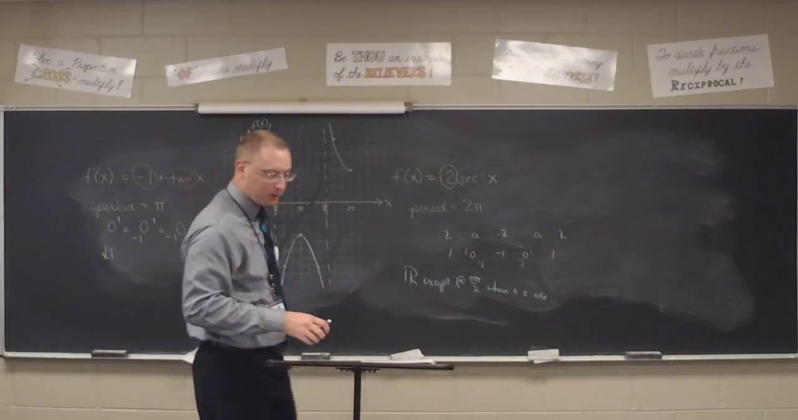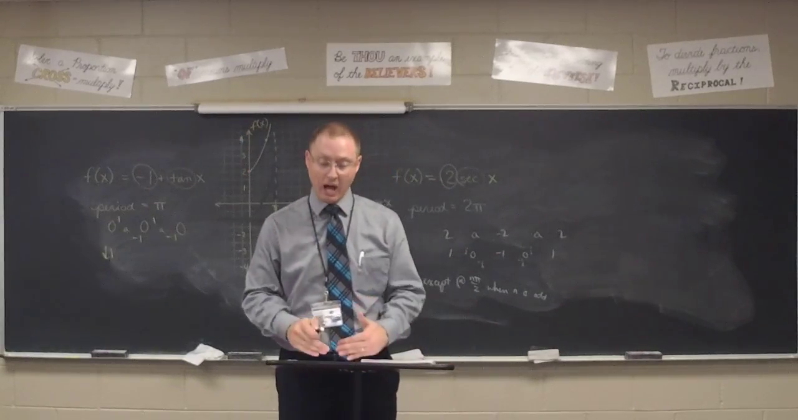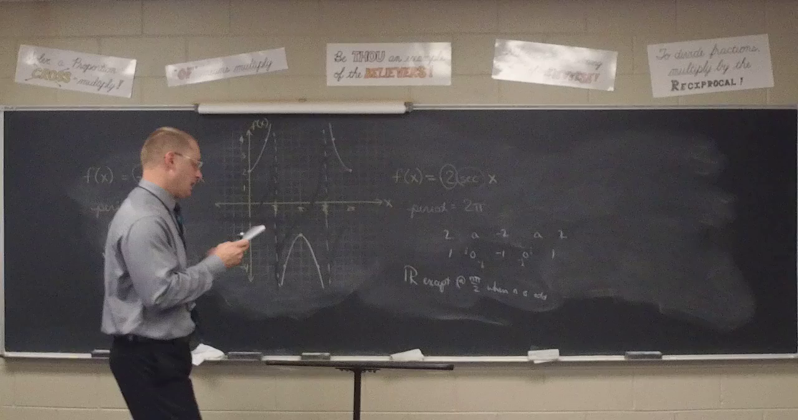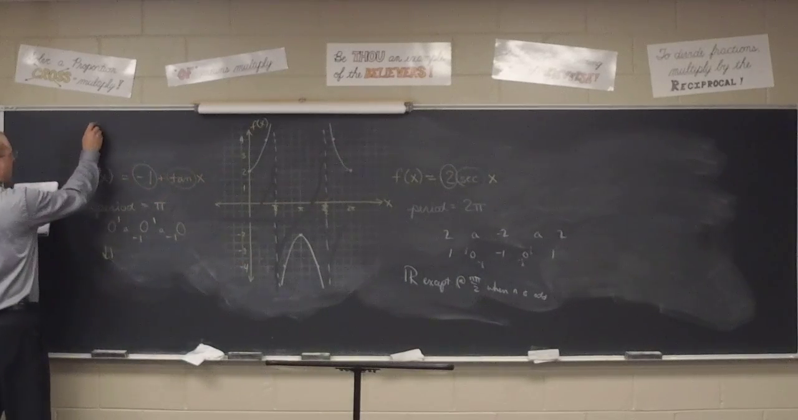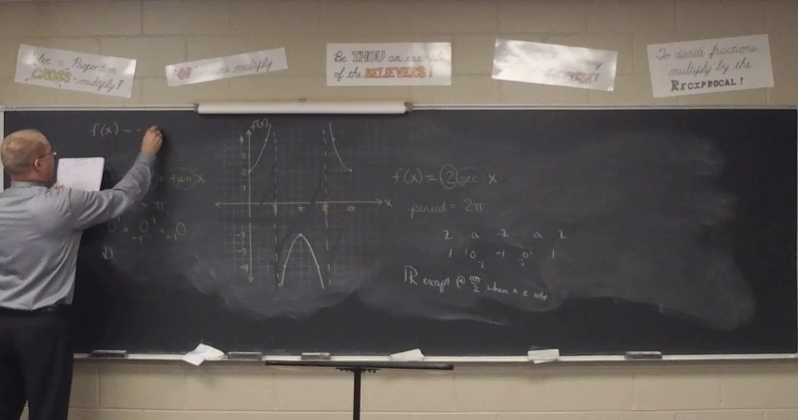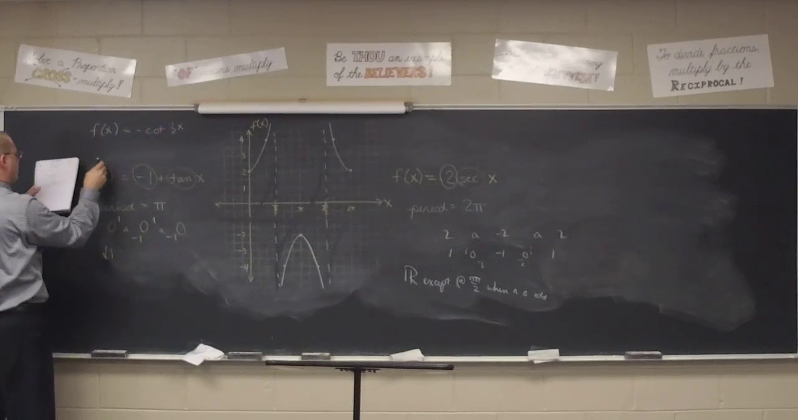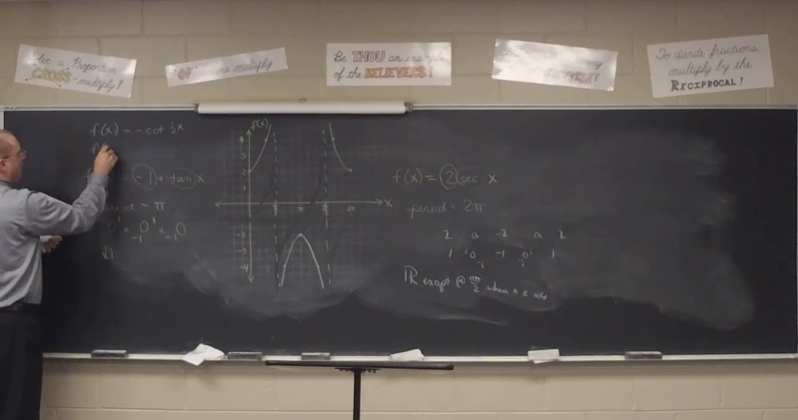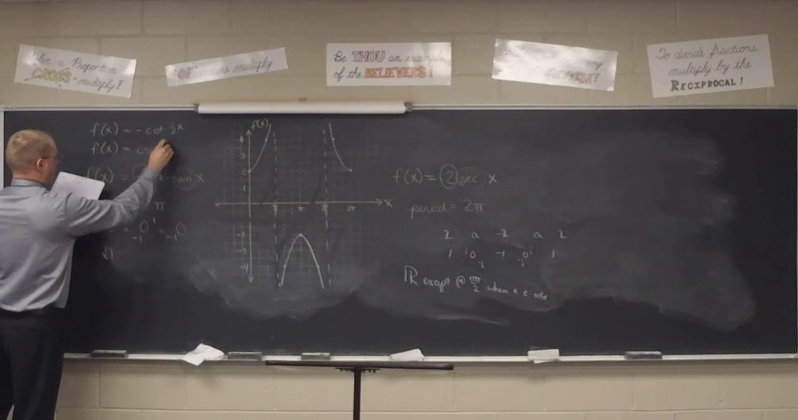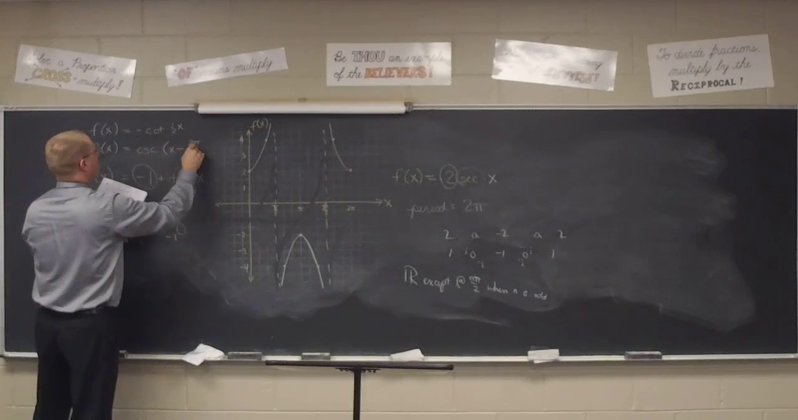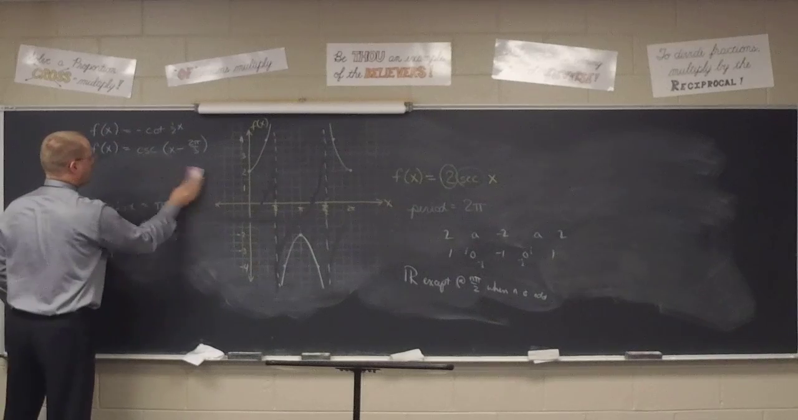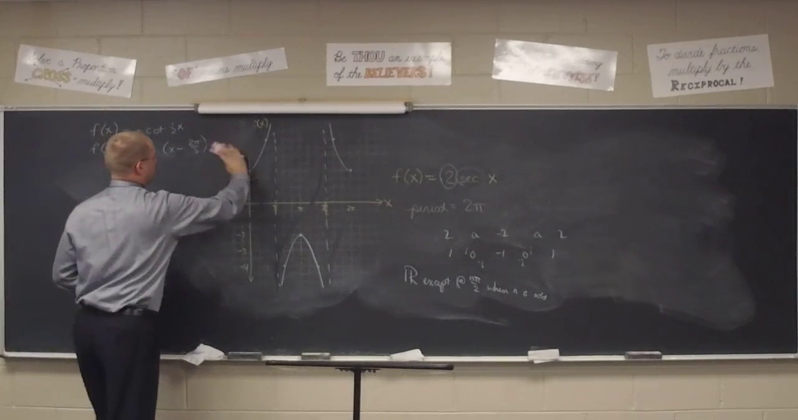All right, practice with just a couple of these for homework. If you would, go ahead and write your homework down now, and then we're going to transition right back into that ACT prep. So your homework this evening is to graph 2 more functions. F of x equals negative cotangent 1/2 x. And f of x equals the cosecant of x minus 2 pi over 3.